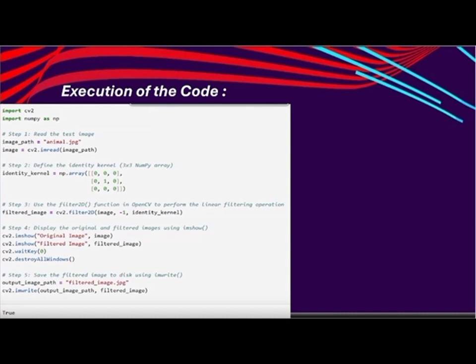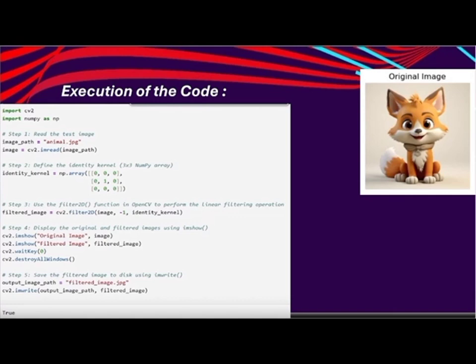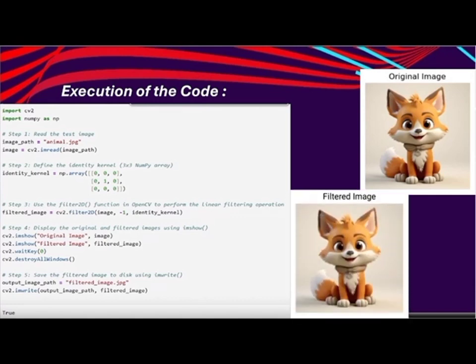Next, we need to display the original and the filtered image using imshow. So cv2.imshow of the original image and cv2.imshow of the filtered image. Next, we are using waitKey. The waitKey is used to wait indefinitely for a key event. At last, we need to save the filtered image to the disk using imwrite. And I have used the image of a fox over here. The result I'm getting after the execution of the code is displayed here.